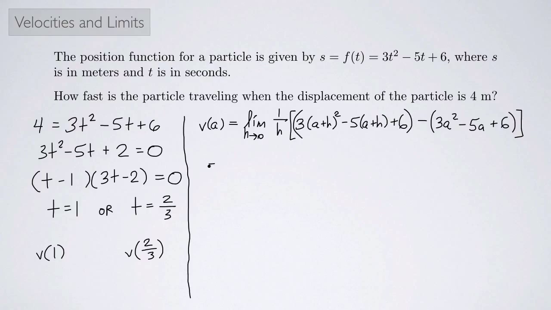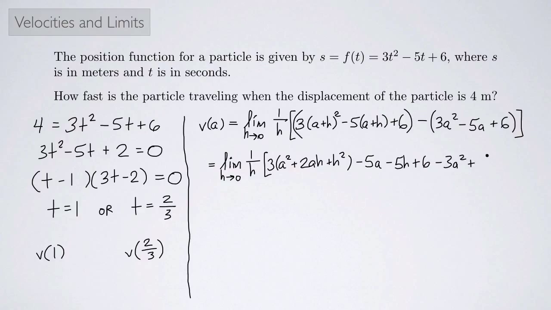Okay, so this is going to look very similar to what we just did. So I'm going to go through it quickly here. So now I can multiply this out here. So I'm going to get 3 times a squared plus 2ah plus h squared. And this is going to be minus 5a minus 5h plus 6 minus 3a squared plus 5a minus 6. And then I have some 5a's canceling. I have a 6 canceling here. I'm going to have a 3a squared here and a minus 3a squared here. Those are actually going to cancel as well.